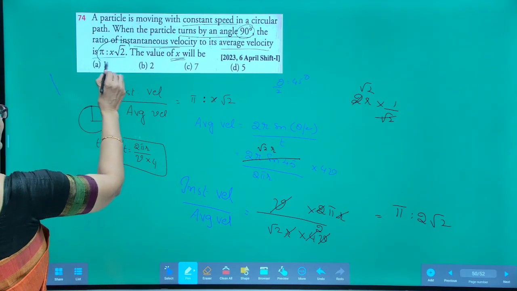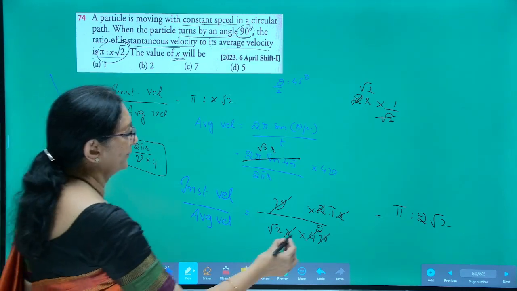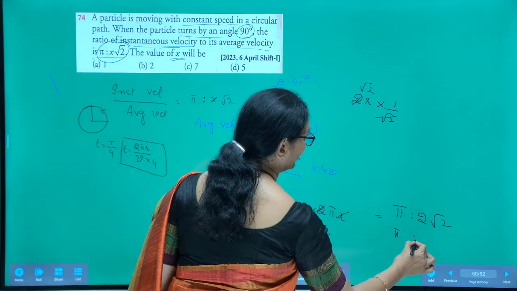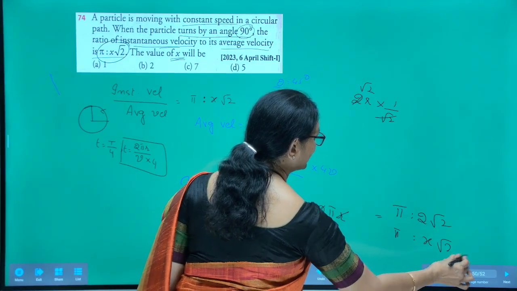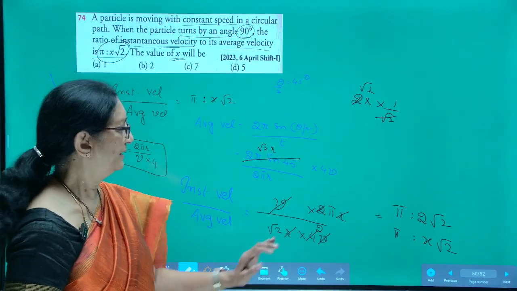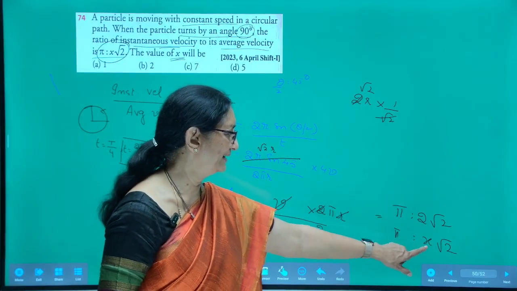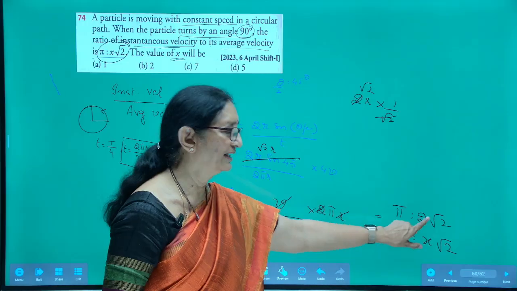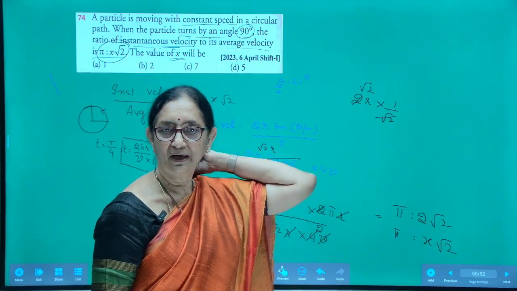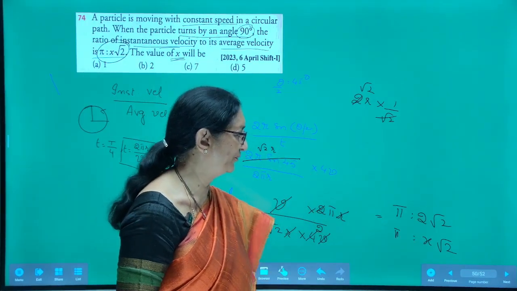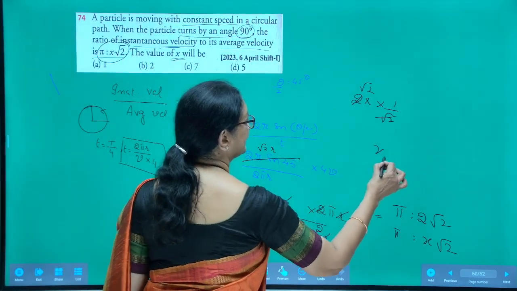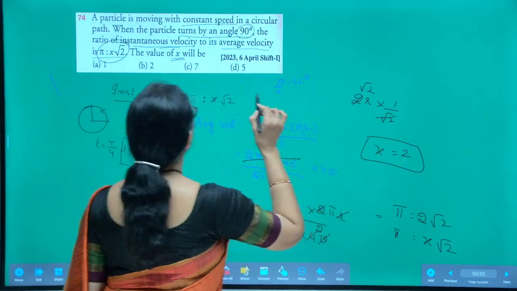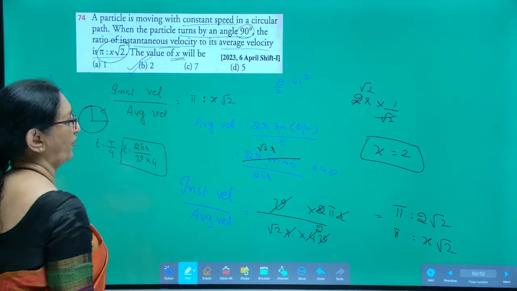It is given as pi is to x root 2. So, on comparison, in place of x you have 2. So, x is equal to 2 here. So, the answer is the second option.